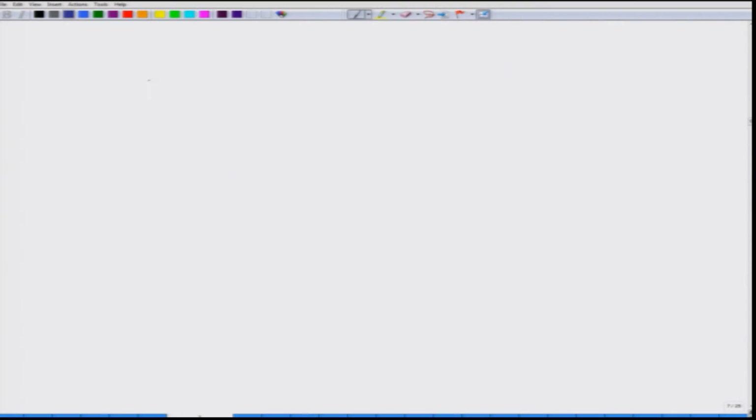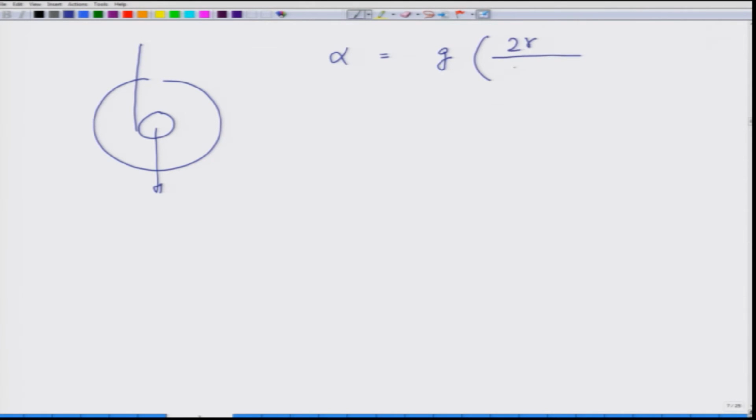So, what we have found is that as this wheel descends down, its angular acceleration is alpha, and keep in mind that earlier I had said angular acceleration alpha calculated about any point is the same. We have calculated this to be g times 2r divided by 2r square plus r square.